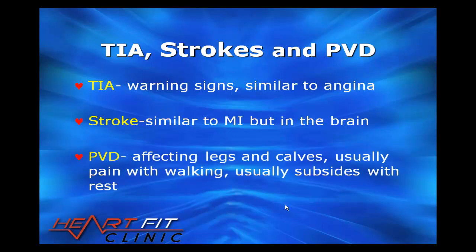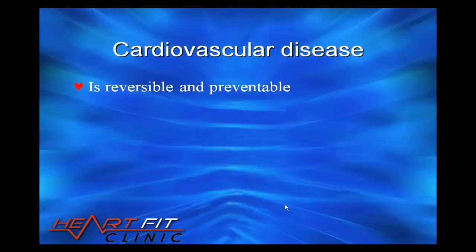Peripheral vascular disease affects the lower part of your body. Usually patients end up with a cramping sensation that makes it difficult to walk. The pain at times results in an increased workload on your heart, causing increased blood pressure and heart rate. Now, with cardiovascular disease, the process of atherosclerosis is reversible and it is preventable. Now we focus on the changes that we have to make to reverse the disease process.